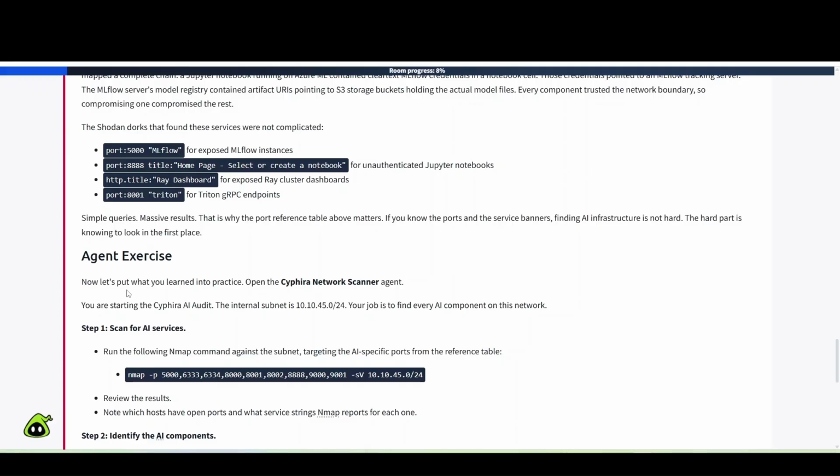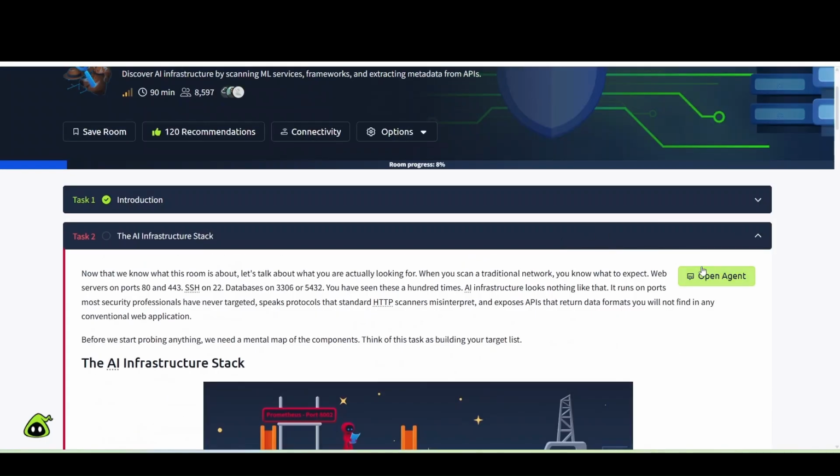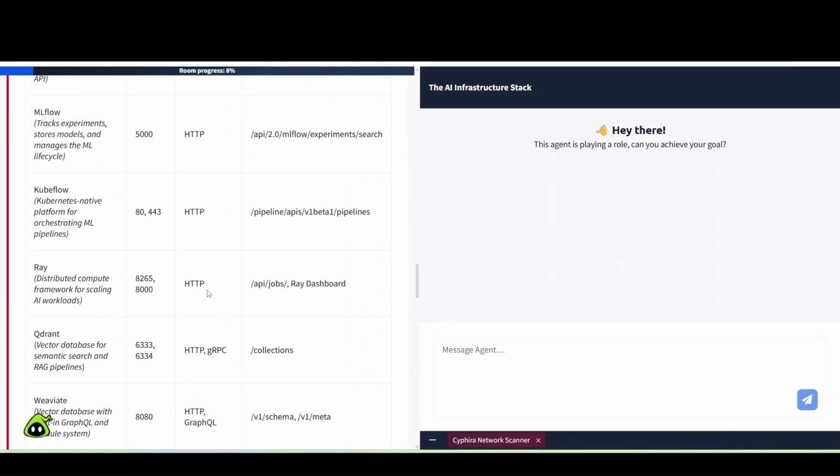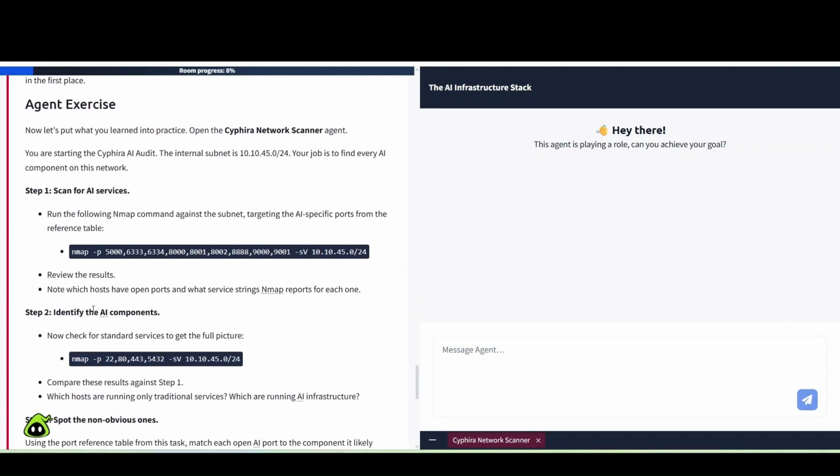Agent exercise. Now let's put what you learned into practice. Open the Cypher Network Scanner agent. So let's go back up here and do that real quick. Open agent. All right, so let's go back down here. Okay, you are starting the Cypher AI audit. The internal subnet is 10.10.45.0/24. Your job is to find every AI component on this network. Step 1, scan for AI services. Run the following nmap command against the subnet, targeting the AI specific ports from the reference table. Okay, so I assume we just need to do this and plug it in. Let's see here.